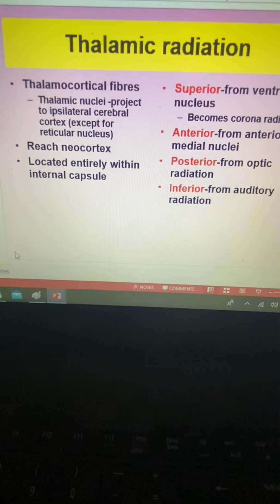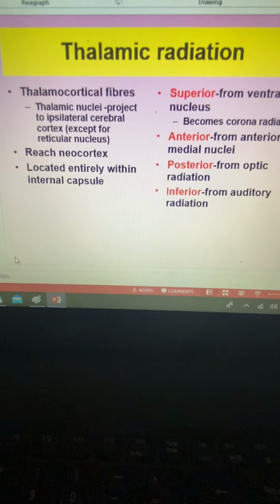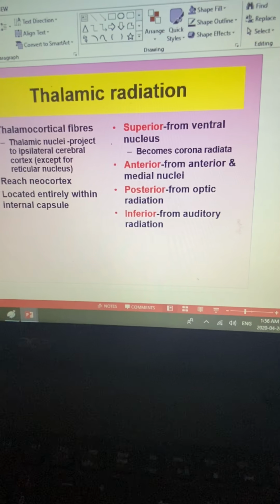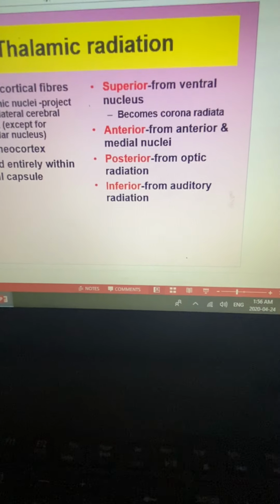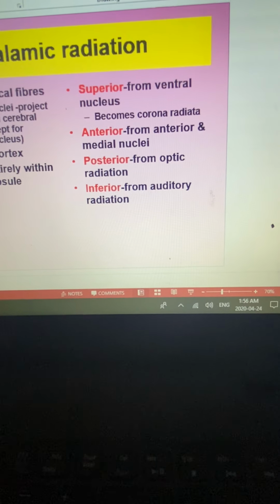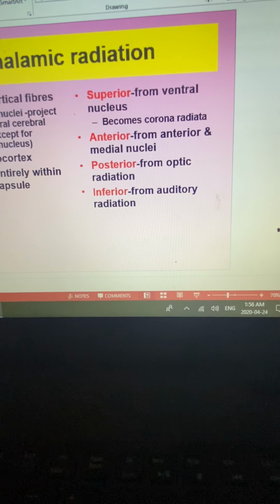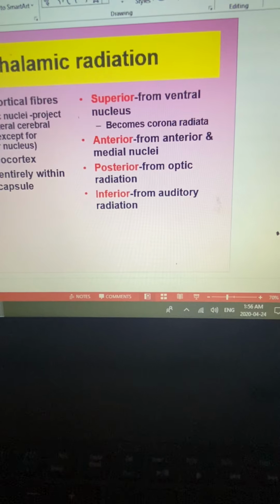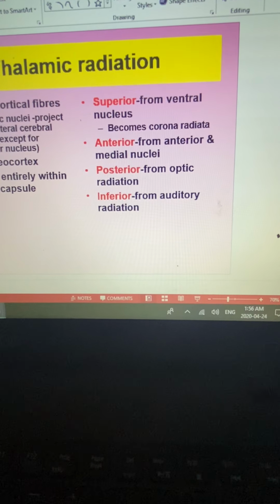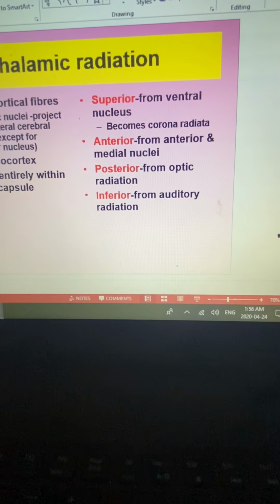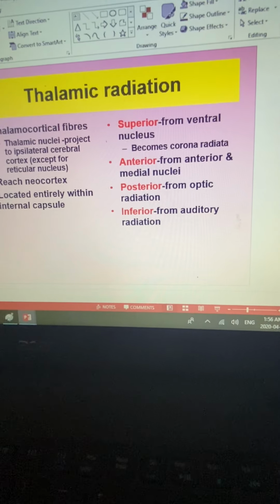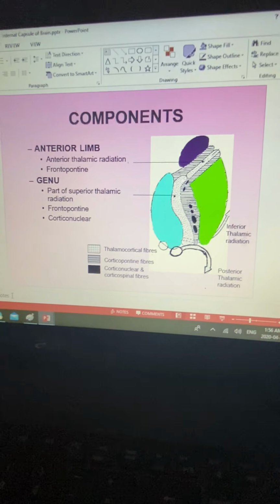And thalamic radiations are thalamocortical fibers. Thalamic nuclei project to the ipsilateral cerebral cortex. So in short, you can say that thalamic radiations are divided into superior, anterior, posterior, and inferior. The superior one comes from the ventral nuclei, right? And the anterior thalamocortical fibers are coming from the anterior and medial nuclei of the thalamus. The posterior thalamocortical are the optic radiations. The inferior thalamocortical radiations are the auditory radiations. Then you have the components.